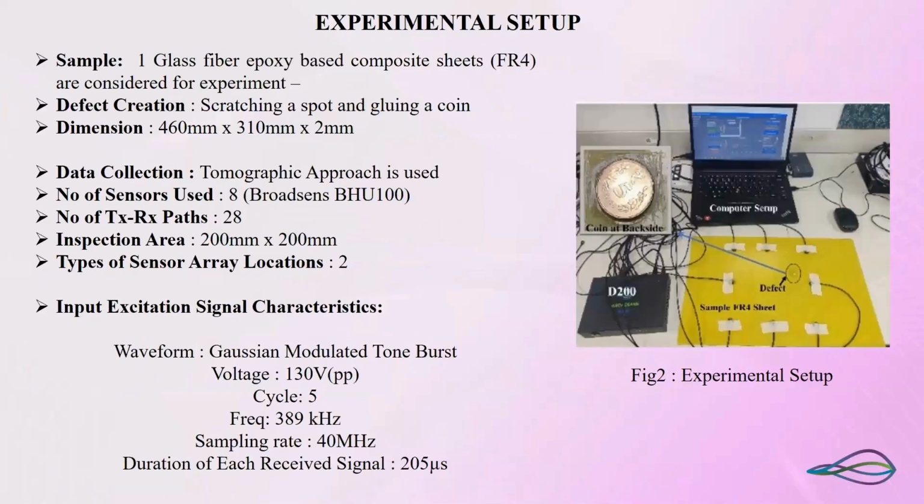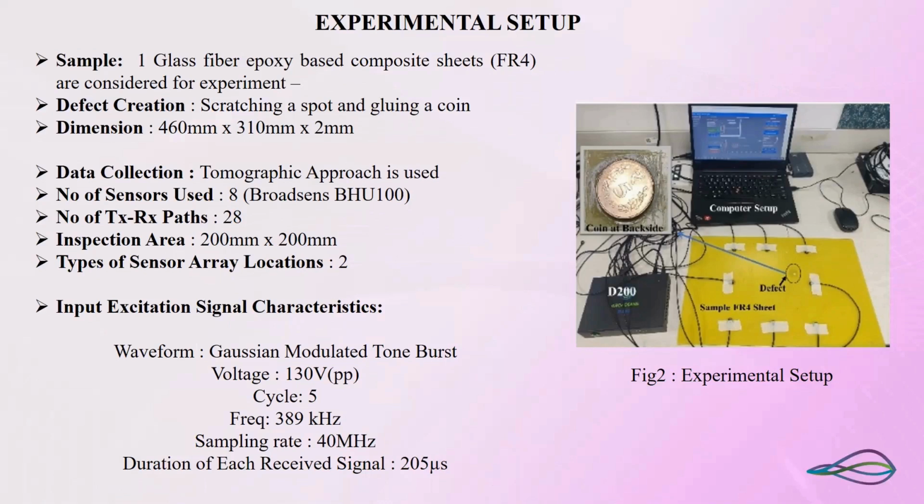So here is the experimental setup that we have used. We are using glass fiber epoxy based composite sheets. Generally, these are commercially available as FR4 substrate. These FR4 sheets are generally used in printed circuit boards, or as the substrate of a microstrip patch antenna. The dimension of the FR4 sheet is 460 mm by 310 mm by 2 mm. The thickness of the sheet is 2 mm.